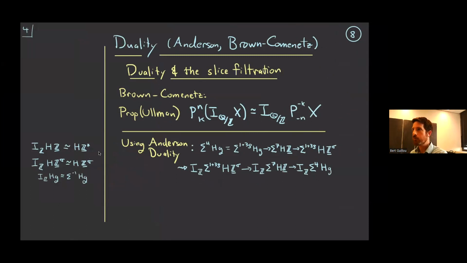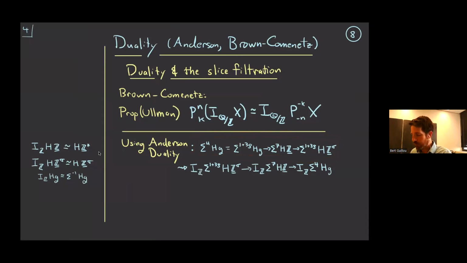Okay, so we're going to do one example together here. Here is the example that we computed last time, the 7 suspension. This is in the C2 world, I didn't label it. We found this slice tower for the 7 suspension of HZ. Okay, so now what we want to do is apply Anderson duality and see what we learn from that.